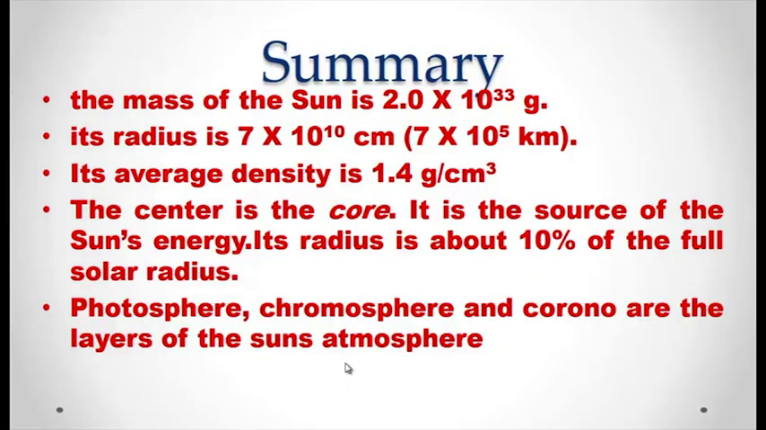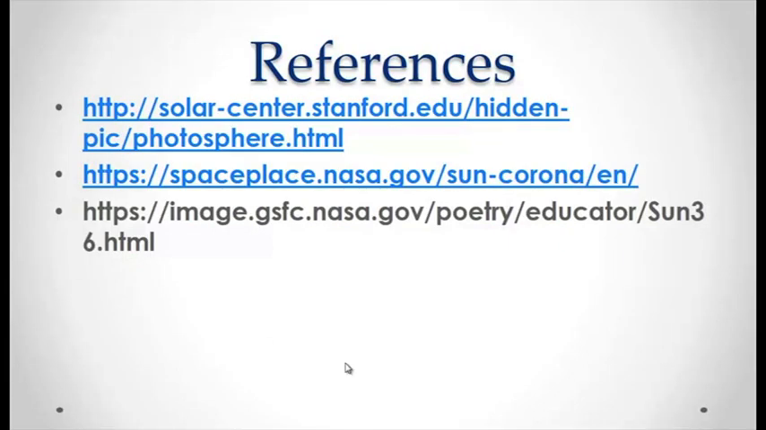So in this lecture we have learnt that the mass of the sun is 2.0 x 10^33 gram. The radius of the sun is 7 x 10^10 centimeter, or 7 x 10^5 kilometer. The average density of the sun is 1.4 gram per cubic centimeter. Then the center part of the sun is the core. Its radius is just about 10% of the full size of the sun. Photosphere, chromosphere and corona are the layers of the sun's atmosphere. Energy production in the sun is due to the carbon, nitrogen, oxygen cycle. So like that we have learned things through this lecture.